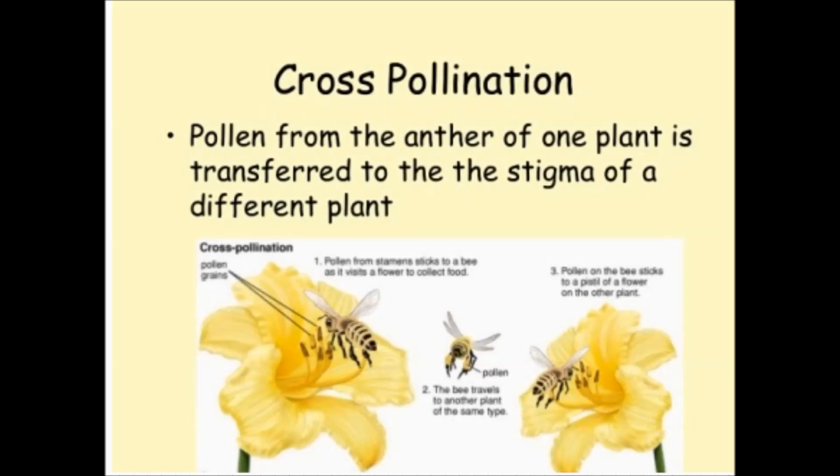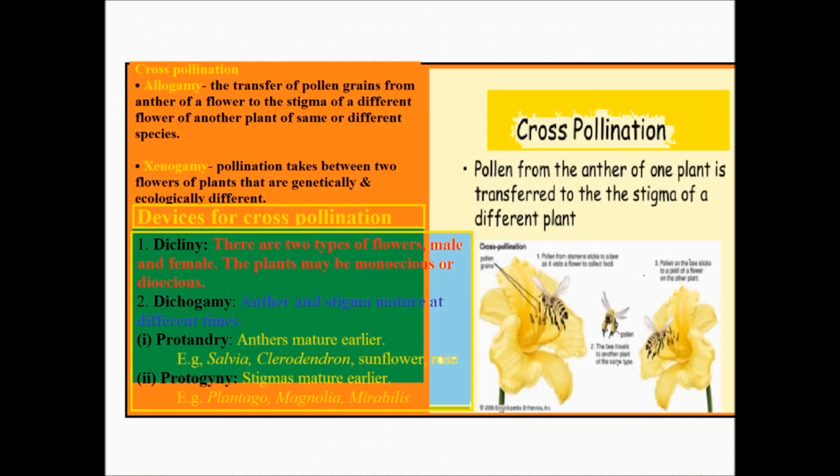Hello students, today we are going to discuss cross-pollination and the agents of cross-pollination. What is cross-pollination? Pollination is also known as allogamy. It is the transfer of pollen grains from anther of a flower to the stigma of a different flower of another plant. It may be of same or different species.